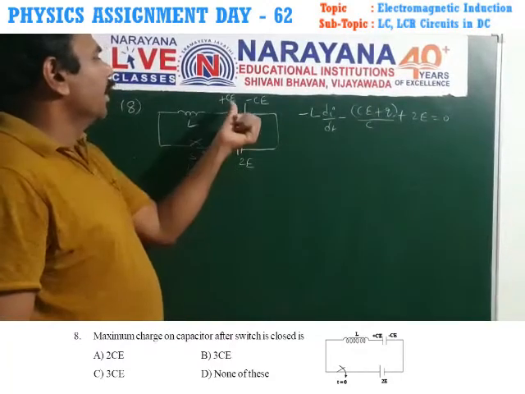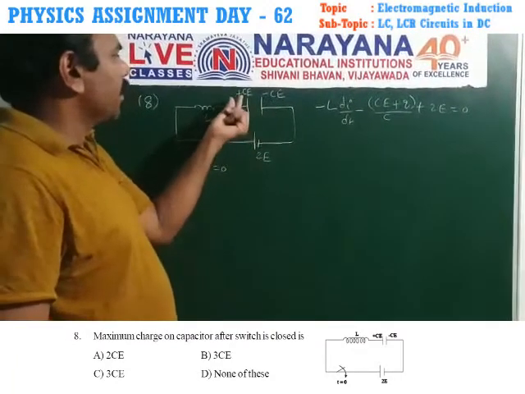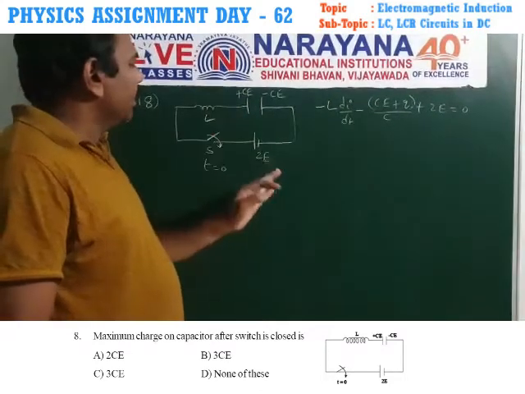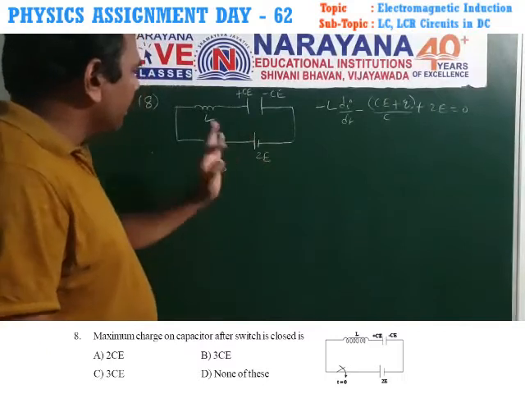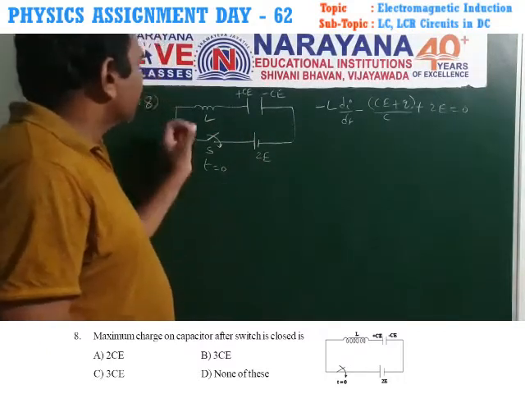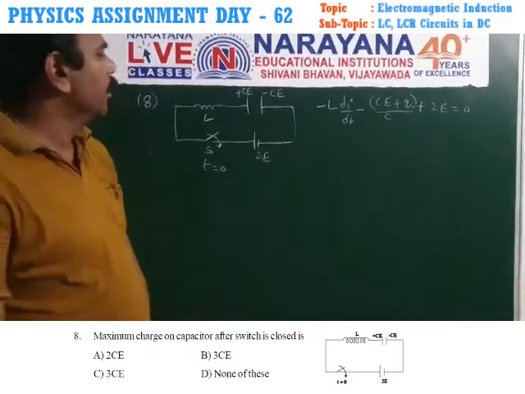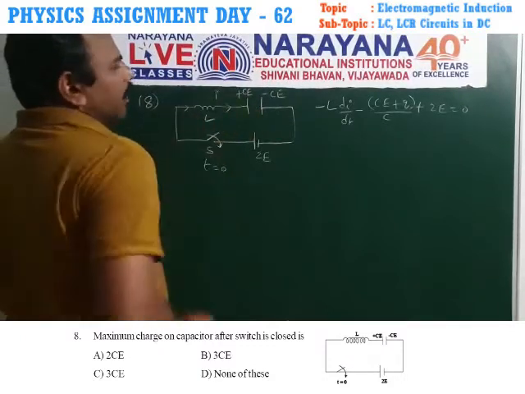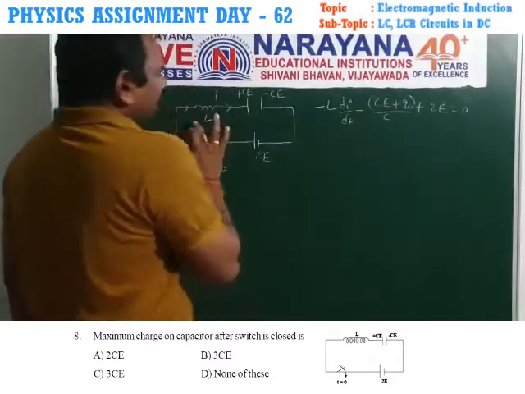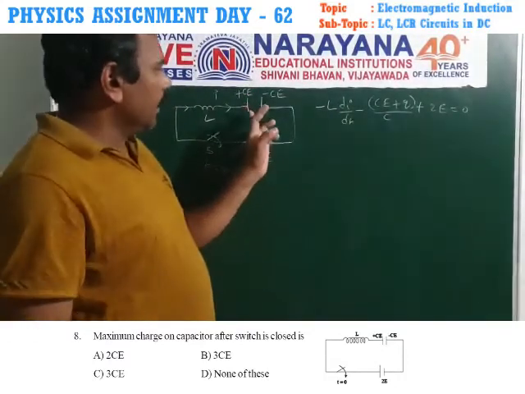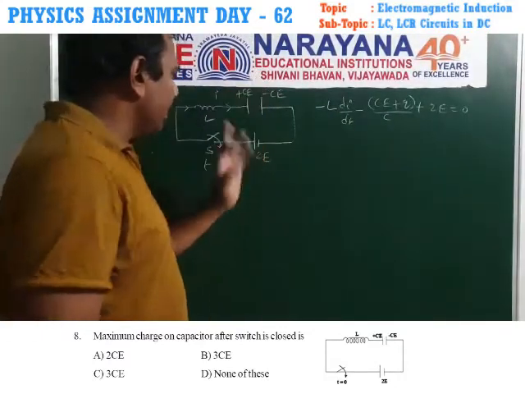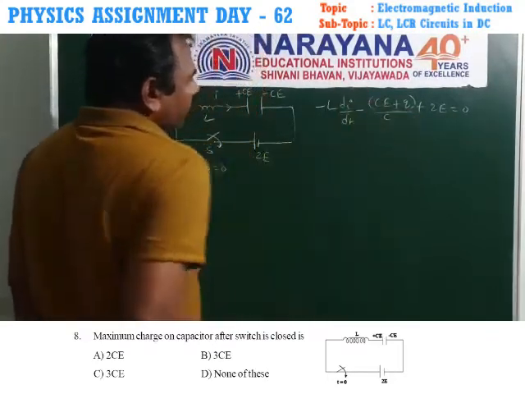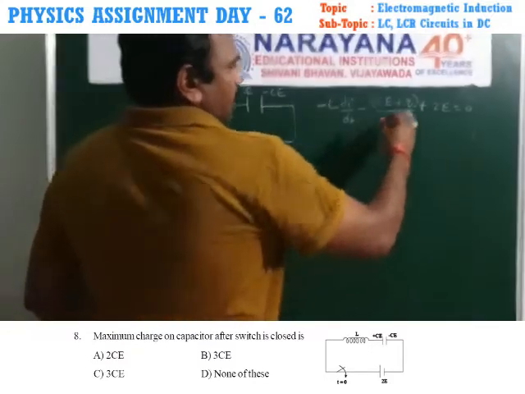In the 8th sum, a capacitor is charged initially. The plus CE and minus CE is there, connected to an inductor L, and the battery voltage is 2E. So when the switch is closed immediately, according to the closed circuit, I is the current that passes through it. So minus L into dI by dt is the voltage across the inductor. Here it is plus CE, and Q charge is added, additional charge. Plus CE plus Q by C plus 2E is equal to 0.